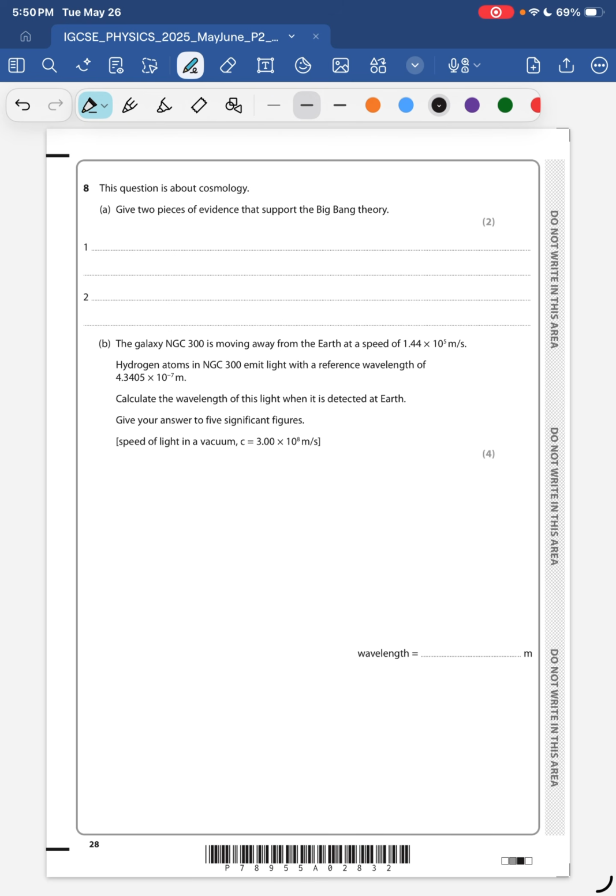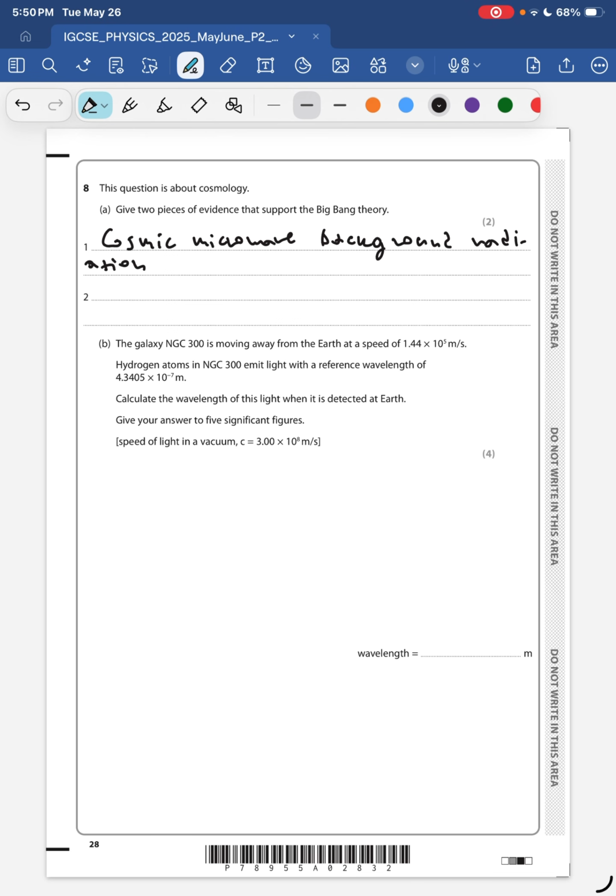Question 8. This question is about cosmology. Give 2 pieces of evidence that support the Big Bang theory. The first one is the cosmic microwave background radiation. Do we have to write anything more?